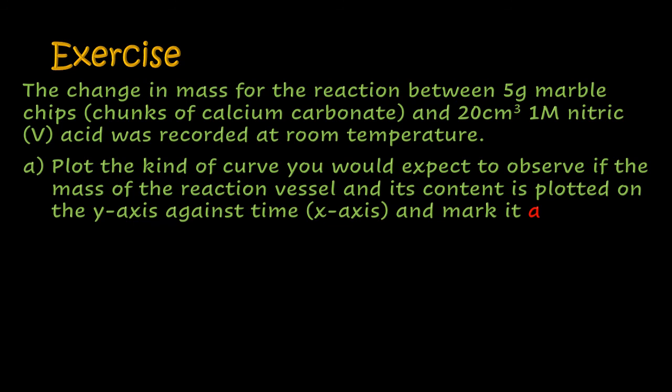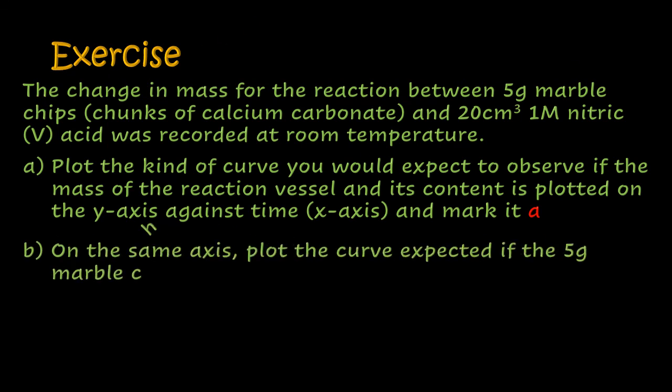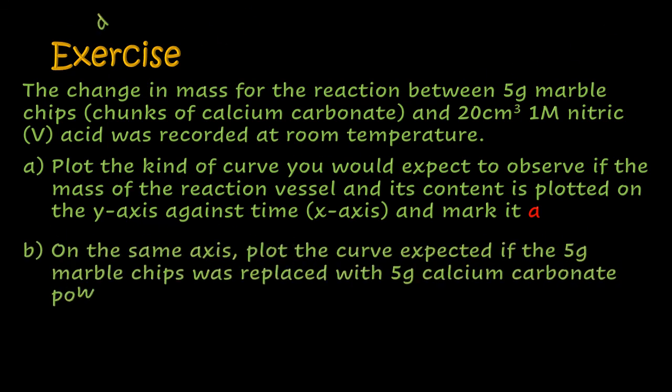You are asked to plot the kind of curve that you would expect to observe if the mass of the reaction vessel and its content is plotted on the y-axis against time on the x-axis, and remember to mark that curve as A. On that same axis, plot the curve expected if the 5 grams marble chips is replaced with 5 grams calcium carbonate powder, and mark that curve as B.